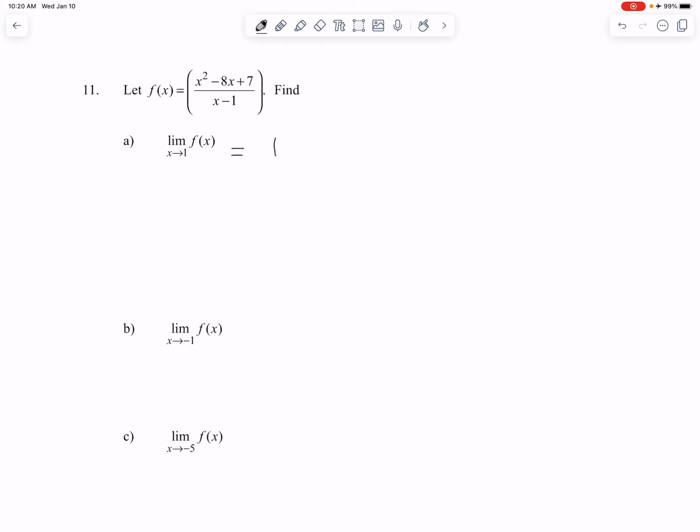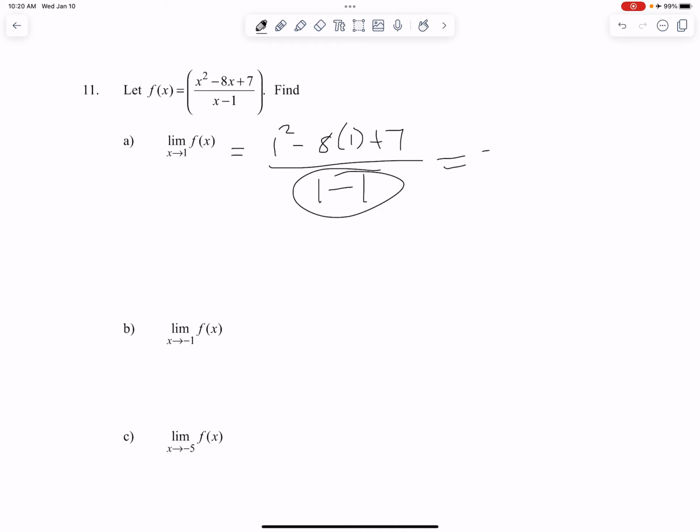So we have 1 squared minus 8 times 1 plus 7 over 1 minus 1. And we can see right away, okay, 1 minus 1 gives me, who cares what's happening on top, 0 on bottom. So that's why my professor called it do the dumb thing, because it might result in something dumb. Like it will give us a 0 in our denominator, and we definitely don't want that.